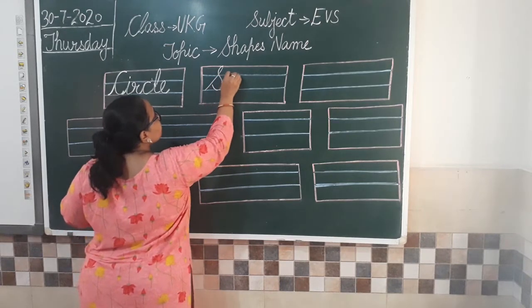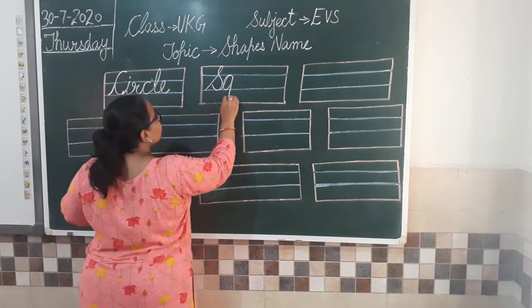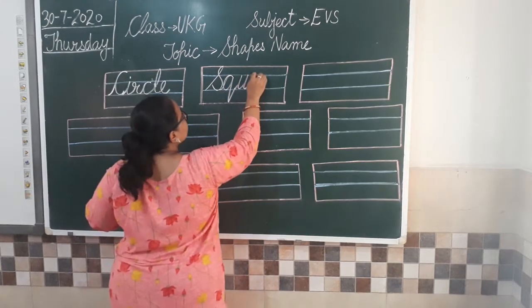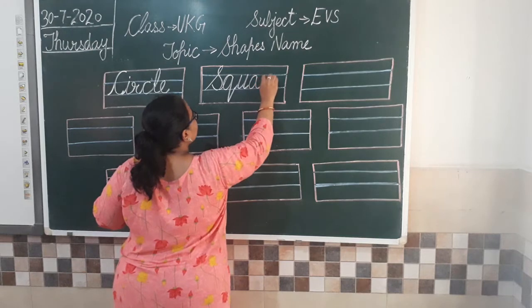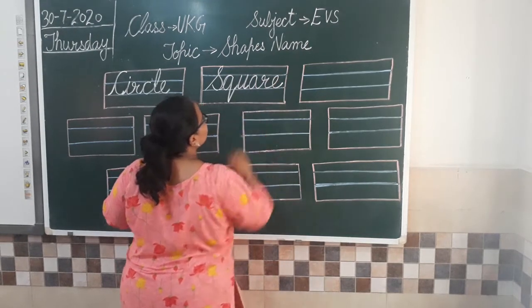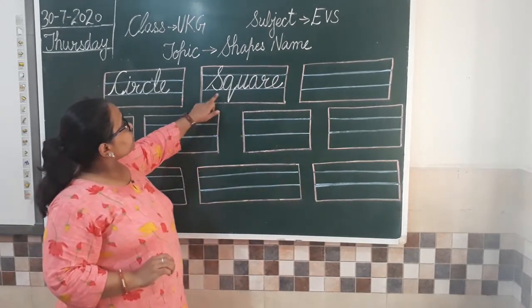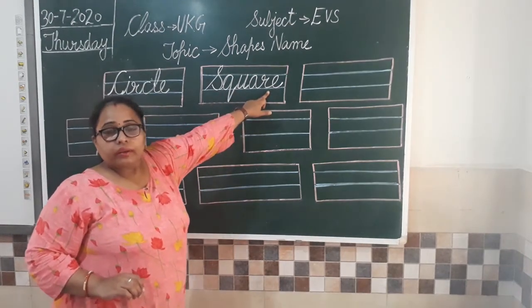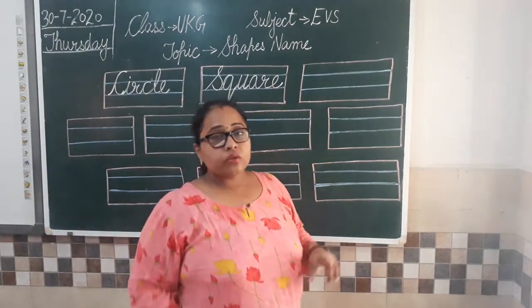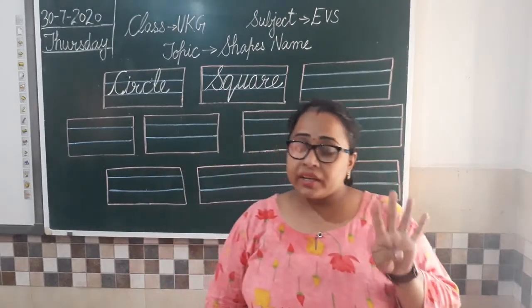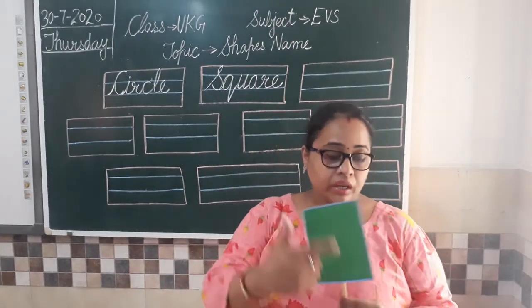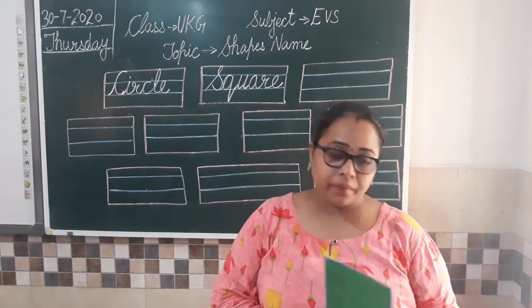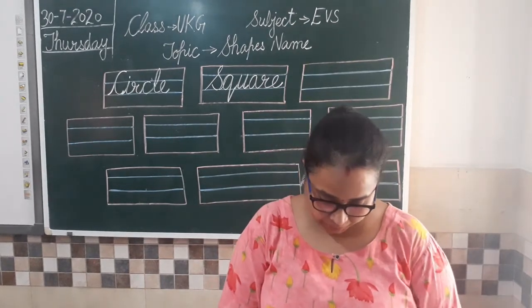S Q U A R E. Square. S Q U A R E. Square. Clear all? So square has 4 sides, और जो इसके 4 sides होते हैं वो equal होते हैं. They all are equal. Okay? Now moving to the next shape.